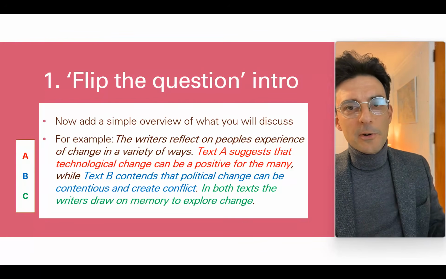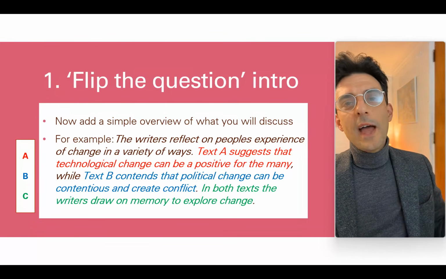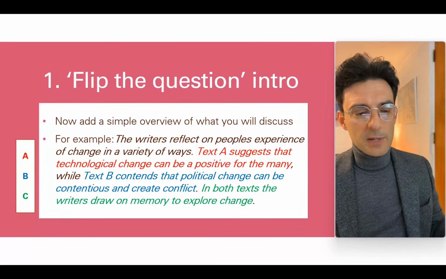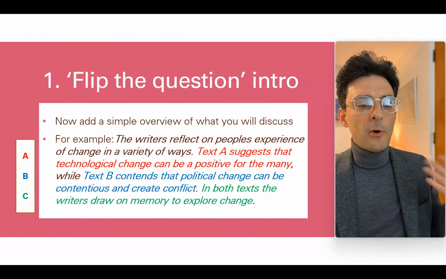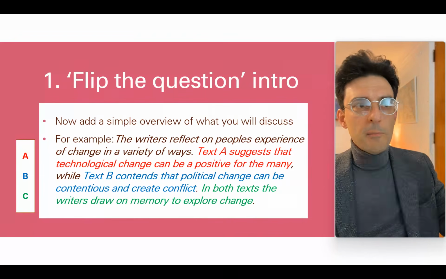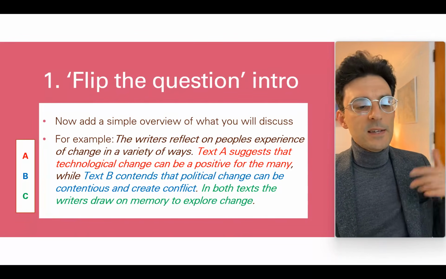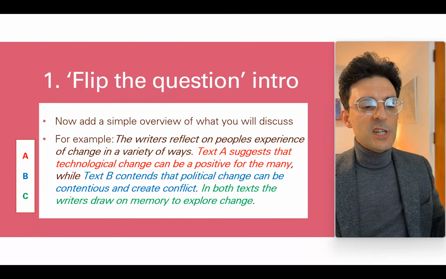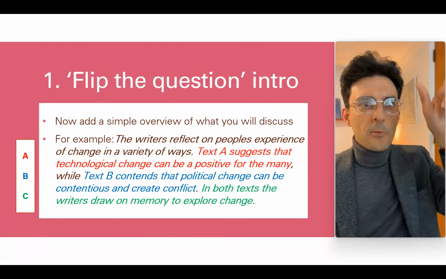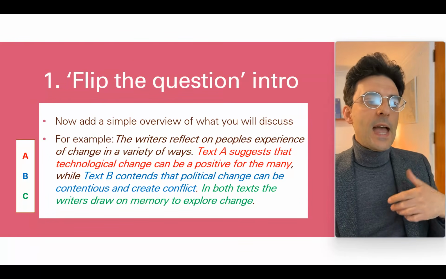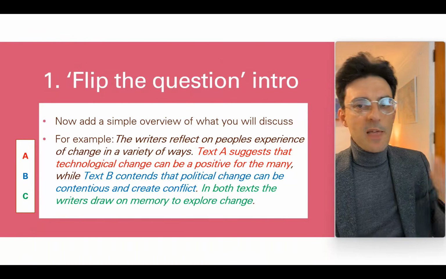Now I've color-coded it for your convenience, I suppose. So you can see I just want to add a simple sentence on each of my talking points. So text A suggests that technological change can be a positive for many. That's a brief summary of what column A is saying. Text B contends that political change can be contentious and create conflict. That is a brief summary of what I've got in my B column. And in both texts, the writers draw on memory to explore change, and that's what I've got in my C column there.